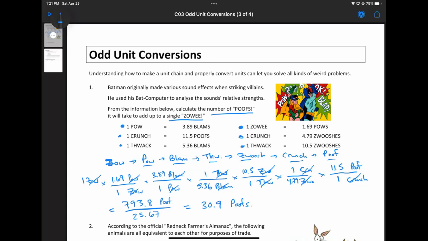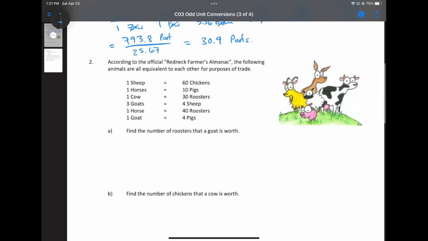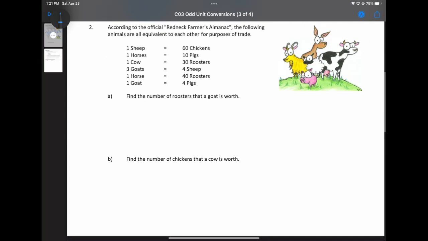Let's try one more of these to make sure that we can do it. This one at least is a little bit more realistic. Not by much, but by a little bit. And we're going to take a look at the Redneck Farmer's Almanac, which uses the following animals as equivalences. So for instance, if one farmer went up to another and said, I want to trade one of my sheep for your chickens, how many chickens should you give me? This would tell them, okay, 60 chickens is equivalent to 1 sheep, or 10 pigs is equivalent to a horse, or a cow should be equal to 30 roosters, or so on. Now, I'll be honest, I'm not a farmer, so I don't know if this is correct. In fact, I highly doubt it's correct, but it's what we're going to use for this problem.